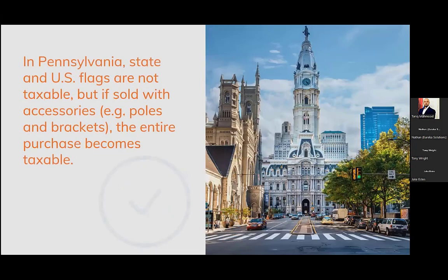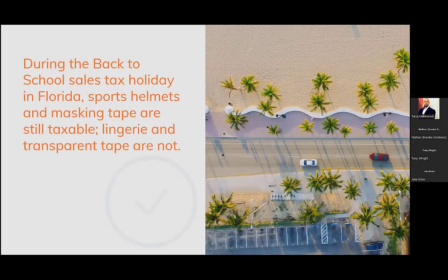In the state of Pennsylvania, US flags are not taxable throughout the year, but as soon as they are sold with any other accessories or bundled with any other products, the entire purchase then becomes taxable. And during the back-to-school sales tax holiday, so this is a tax holiday during a specific period of the year, items like lingerie and transparent tape are not taxable as they are deemed to be necessary school items.